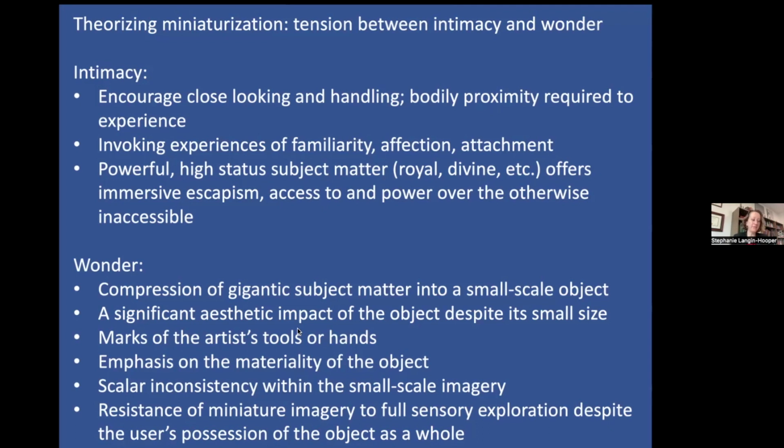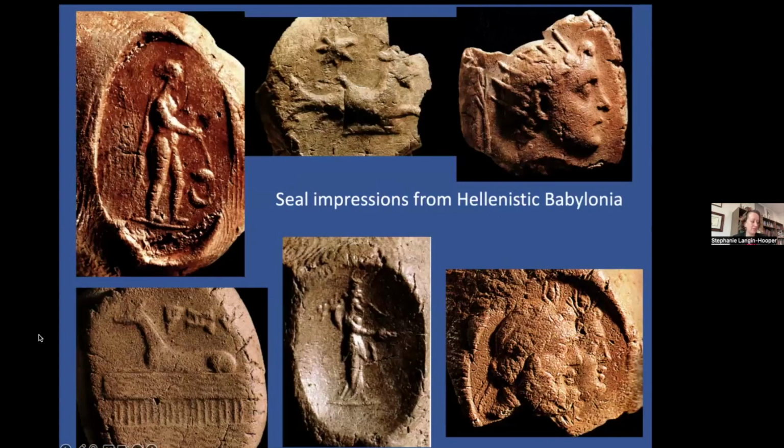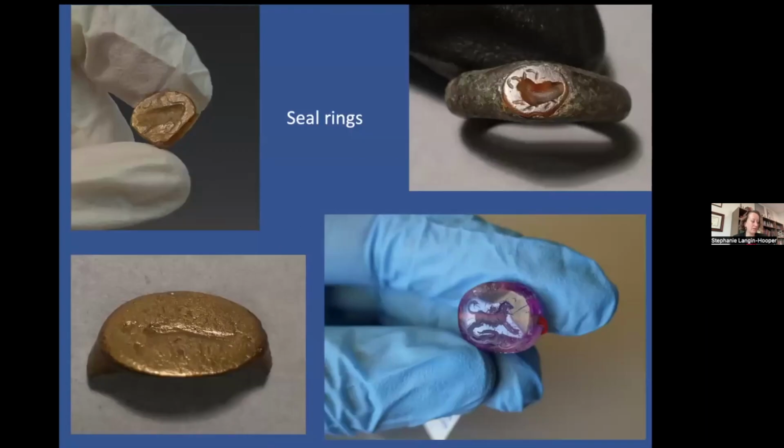universal. Now, to explore this concept further, I turn now to a discussion of Hellenistic Babylonian seals and seal impressions. The design of nearly every privately owned seal in Hellenistic Babylonia contained a miniature image. On the seal stone itself, the miniature image was carved in inverse, appearing as a surface indentation.